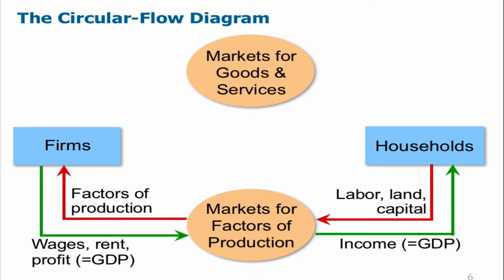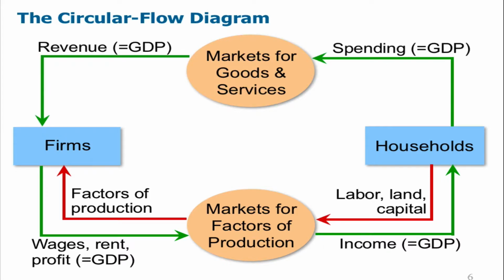At the top, we put that market for goods and services. The green arrow GDP label continues. Do you still need to know that we call it revenue, spending, and income? Yes, you do.